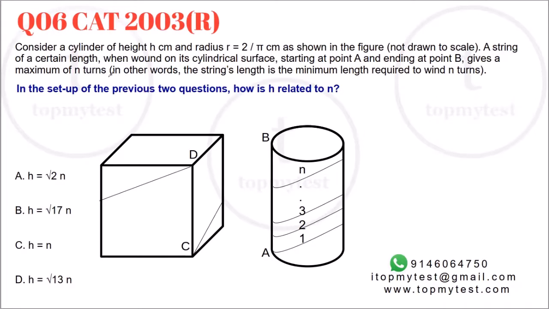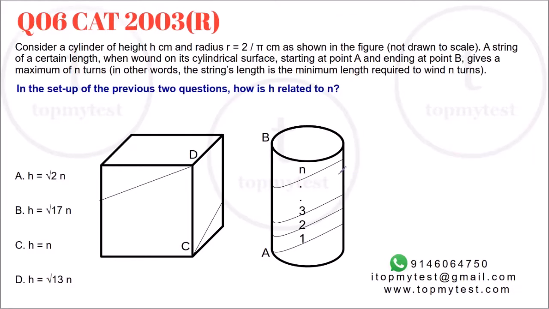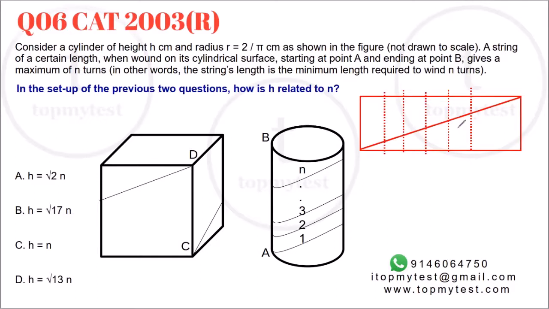And the last one is related to the previous two. Right, in the setup of the previous two questions, how is h related to n? Now for the cube, we flattened out this cube. Similarly, if you open up the cylinder in terms of the string, it will look something like this.